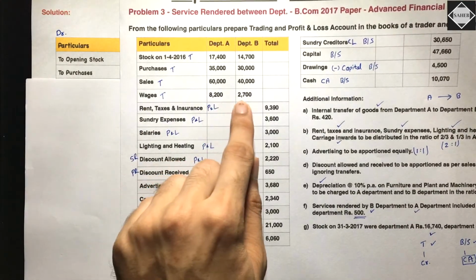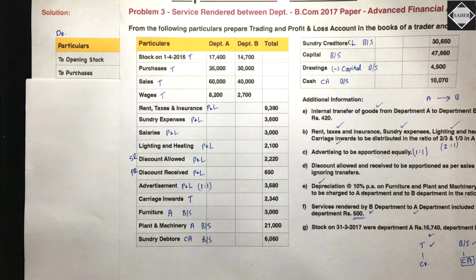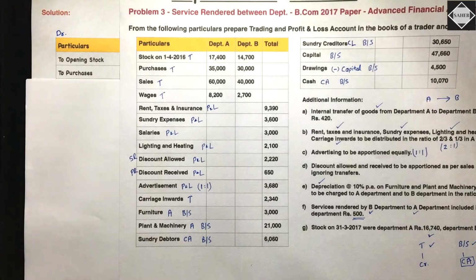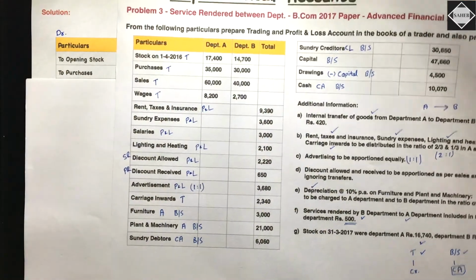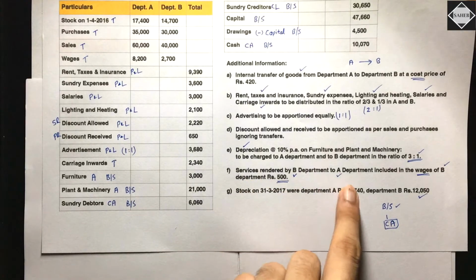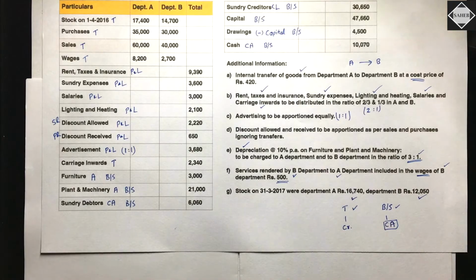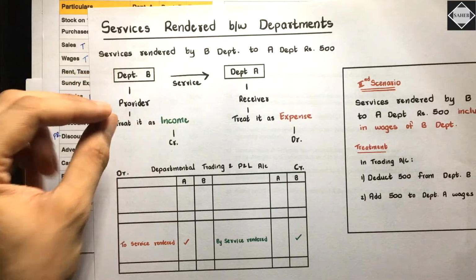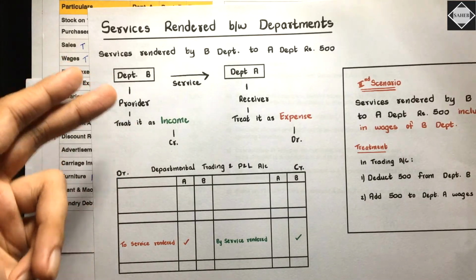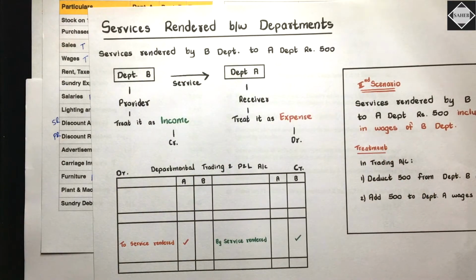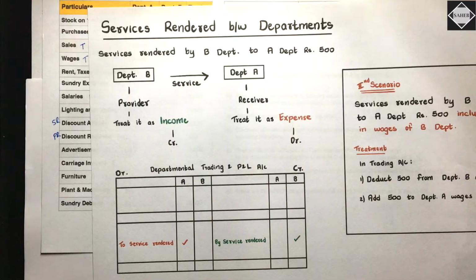Next, we have wages. Wages 8,200, 2,700. Where it will go? It will go in trading account. We all know on debit side it's direct expense, but there is an adjustment regarding that. We can't take it directly. What's the adjustment? We read the adjustment. See here, services rendered by B department to A department. B department is providing service to A department. If B department is the provider, then obviously he will get money, right? This department will get money. So for them it's an income. But for the department A, they are receiving the service, they are getting the benefit, so they have to pay. So for them it's expense. Is it clear? That's how the treatment is, the logic.